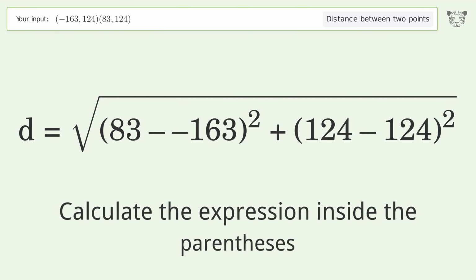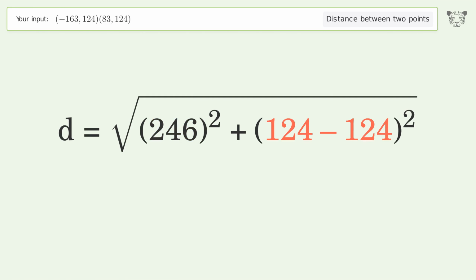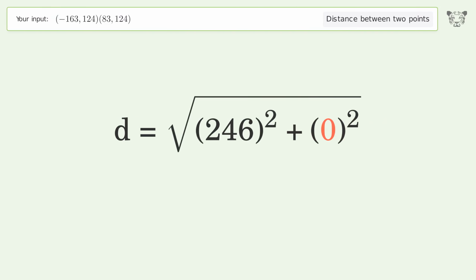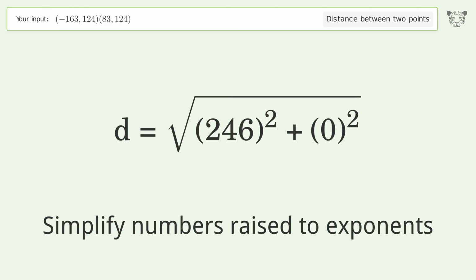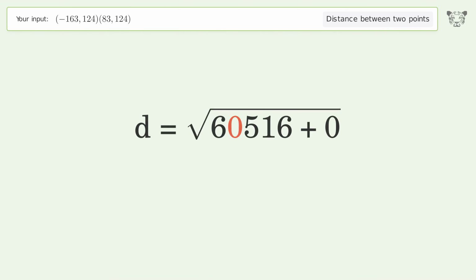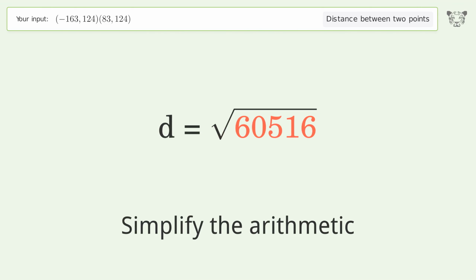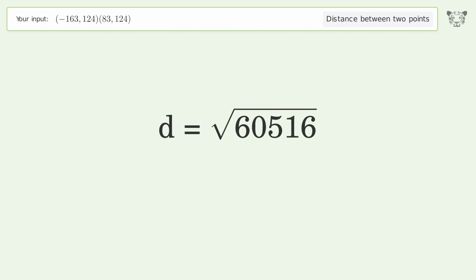Calculate the expression inside the parentheses. Simplify numbers raised to exponents. Simplify the arithmetic. And so the distance between the 2 points is the square root of 60,516, or 246.